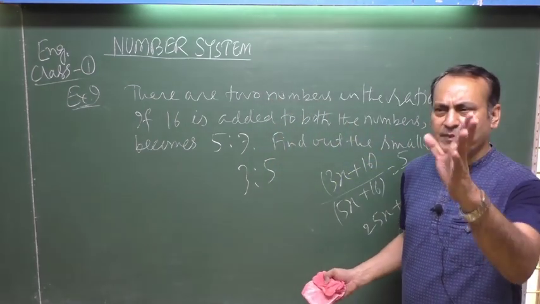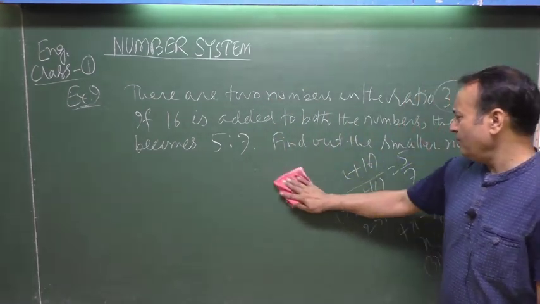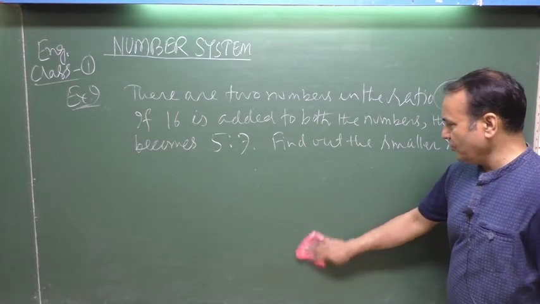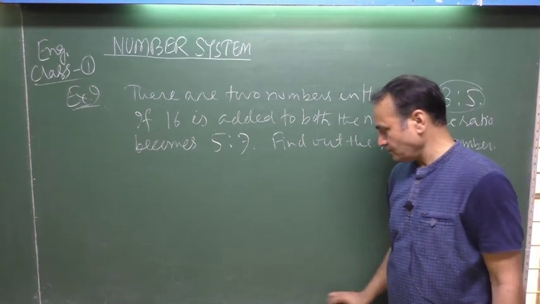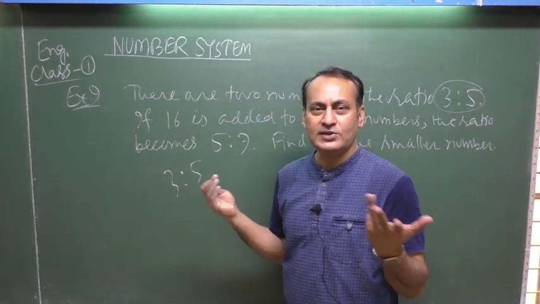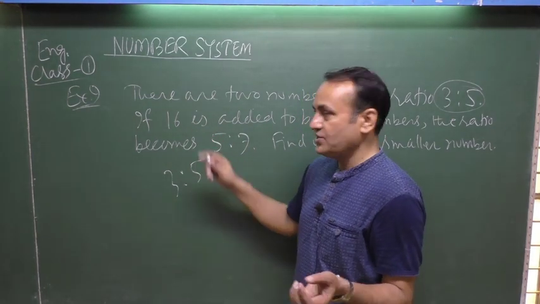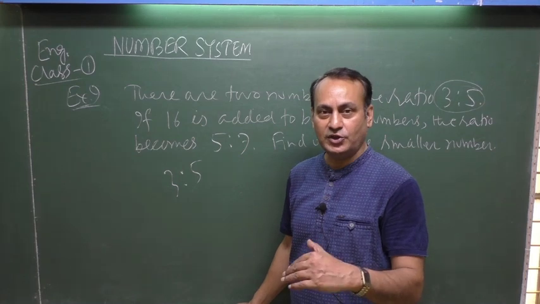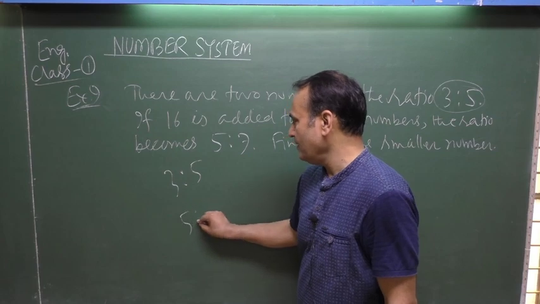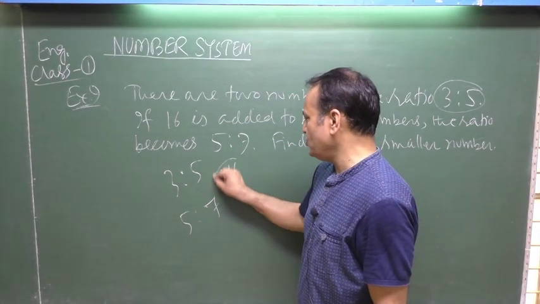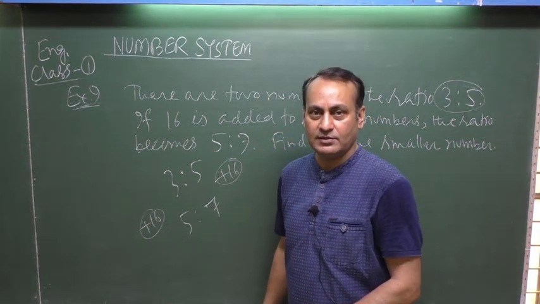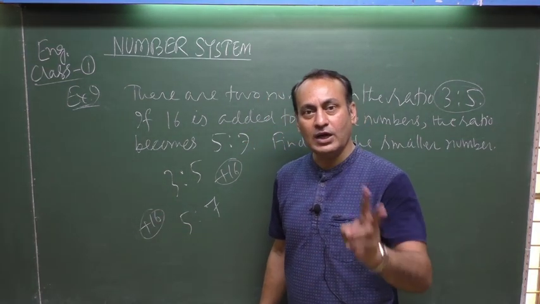Now come for a charismatic trick here. Very appealing for you all. See here. The question says there are two numbers in the ratio 3 and 5. If 16 is added to both the numbers, the ratio changes to 5:7. That means the question adds 16 to both the original numbers.